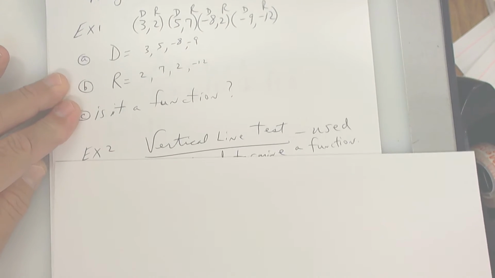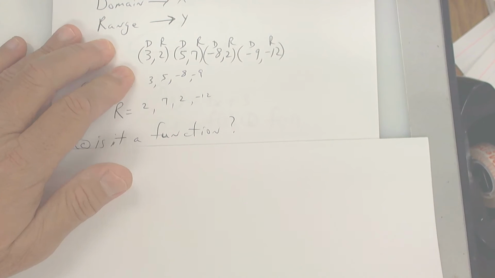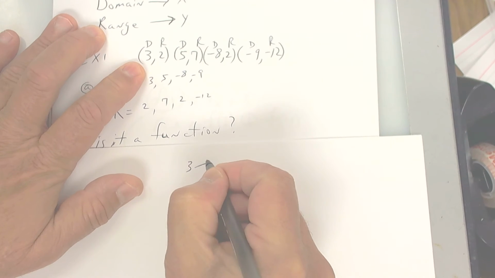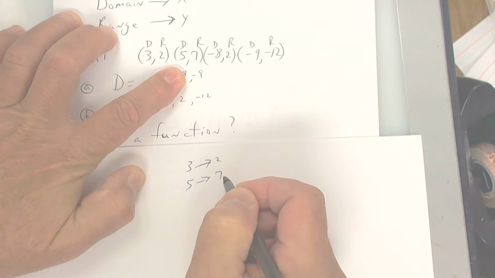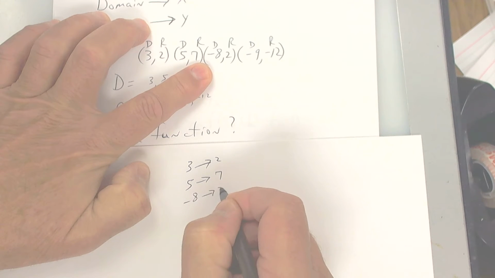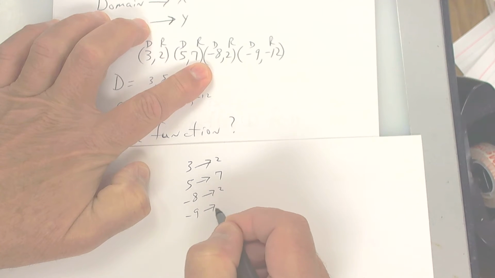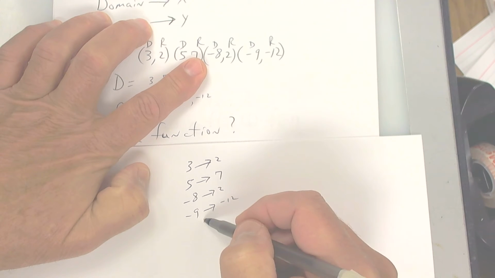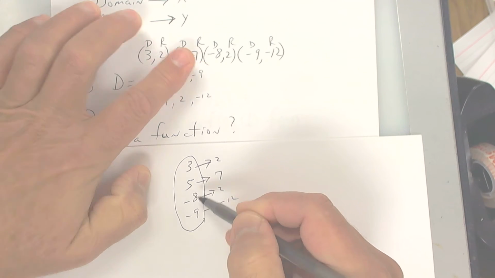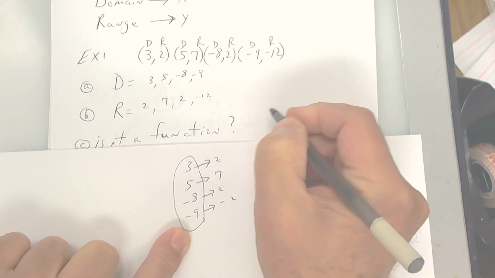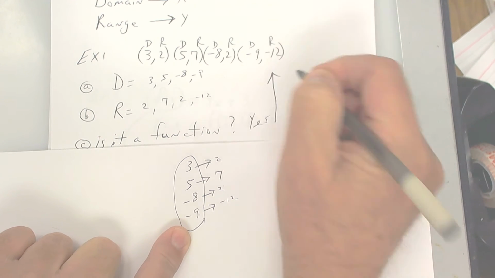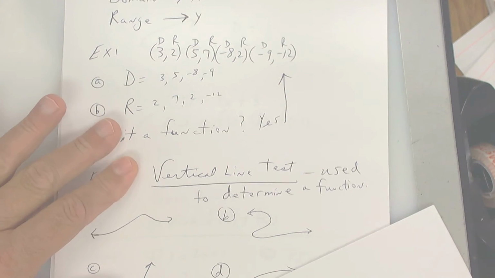Now look at this one. Is it a function? Well, the 3 only has a 2. The 5 only has a 7. The negative 8 only has a 2. The negative 9 only has a negative 12. None of these repeat. Okay? They all have just one y. So yes, this is a function. It satisfies a function. Okay?